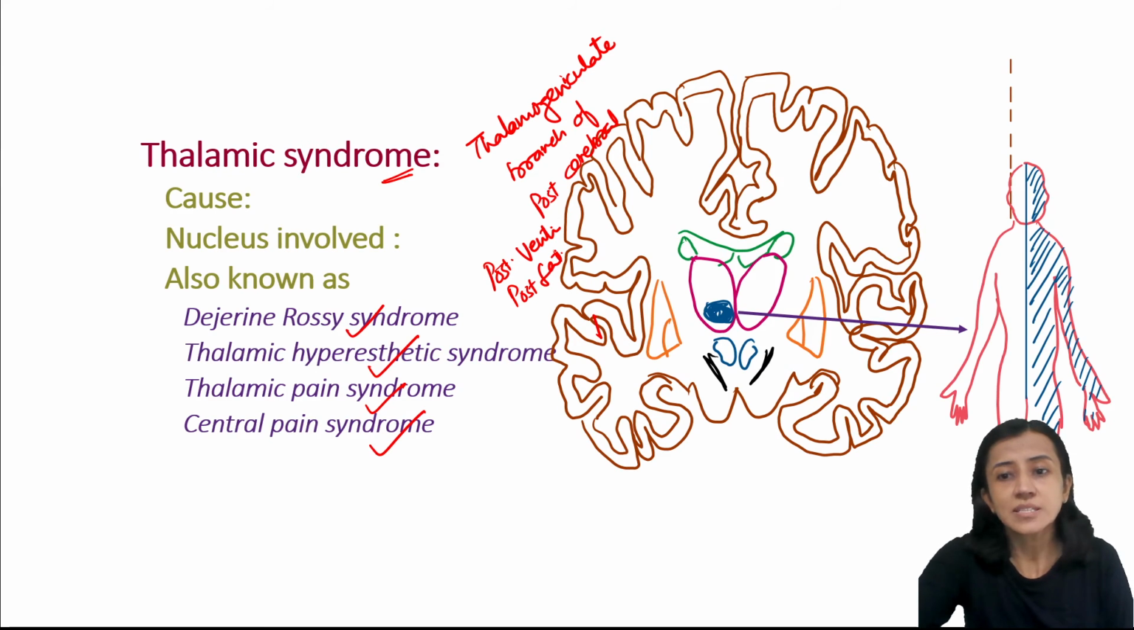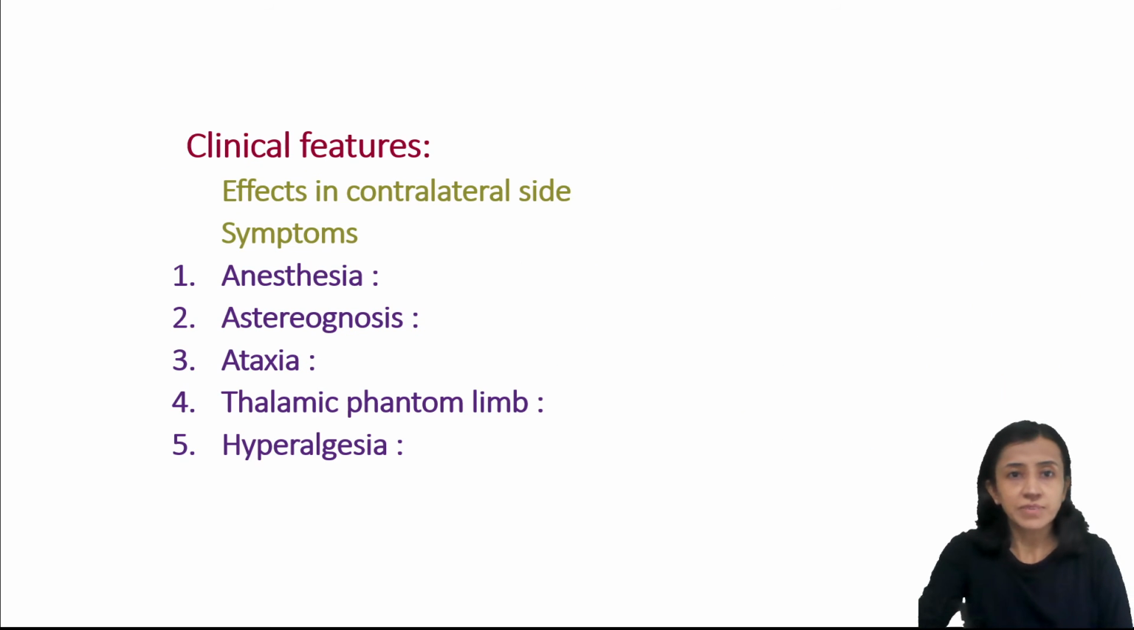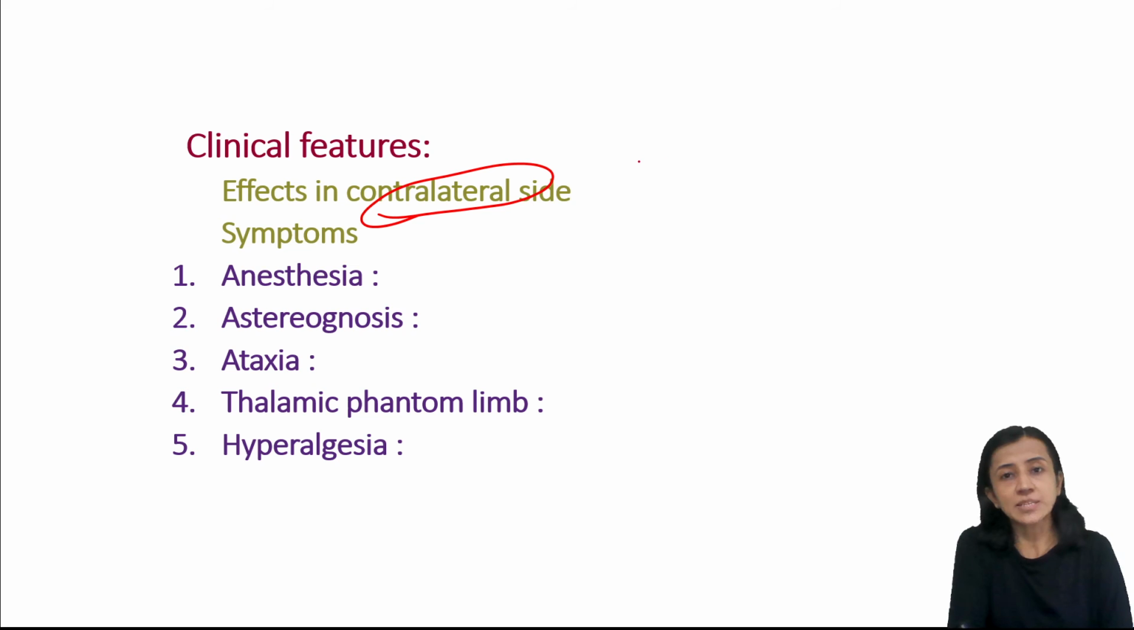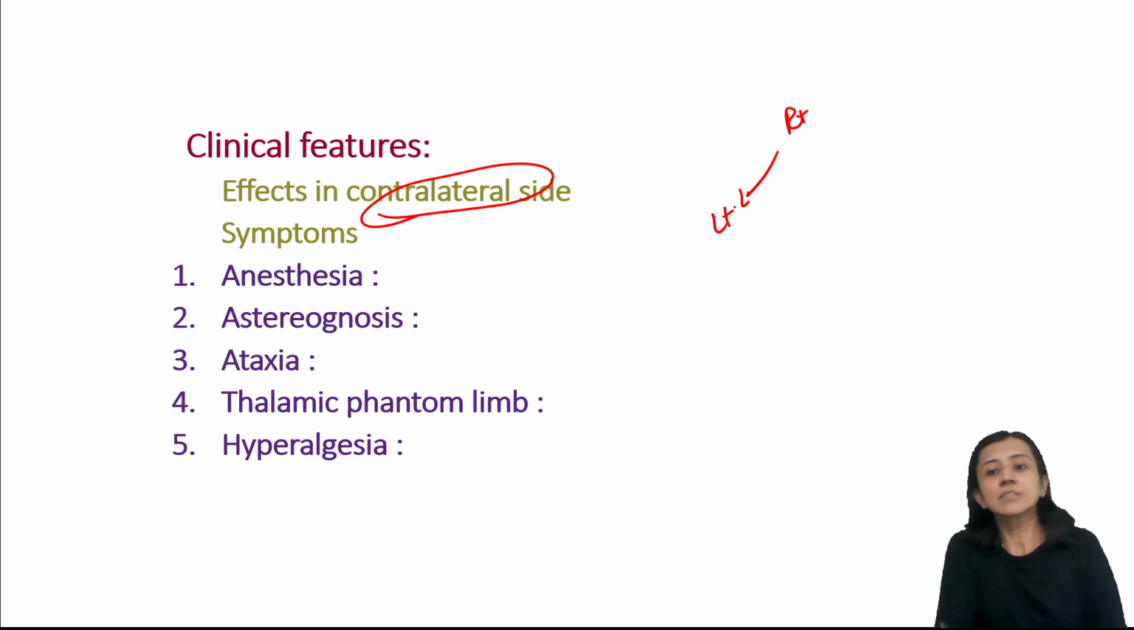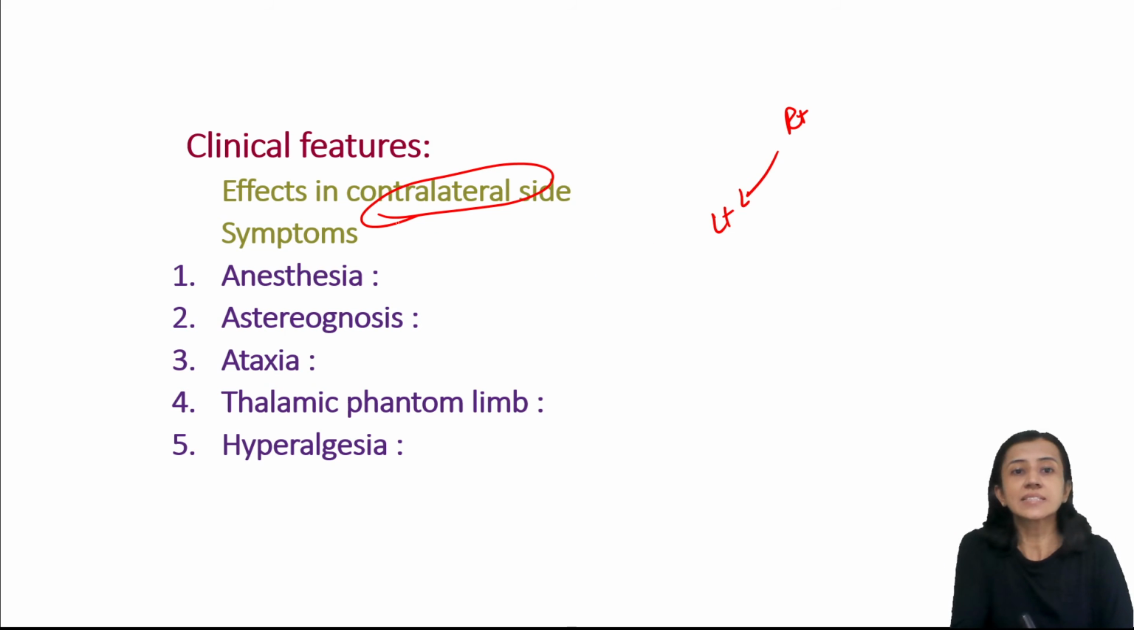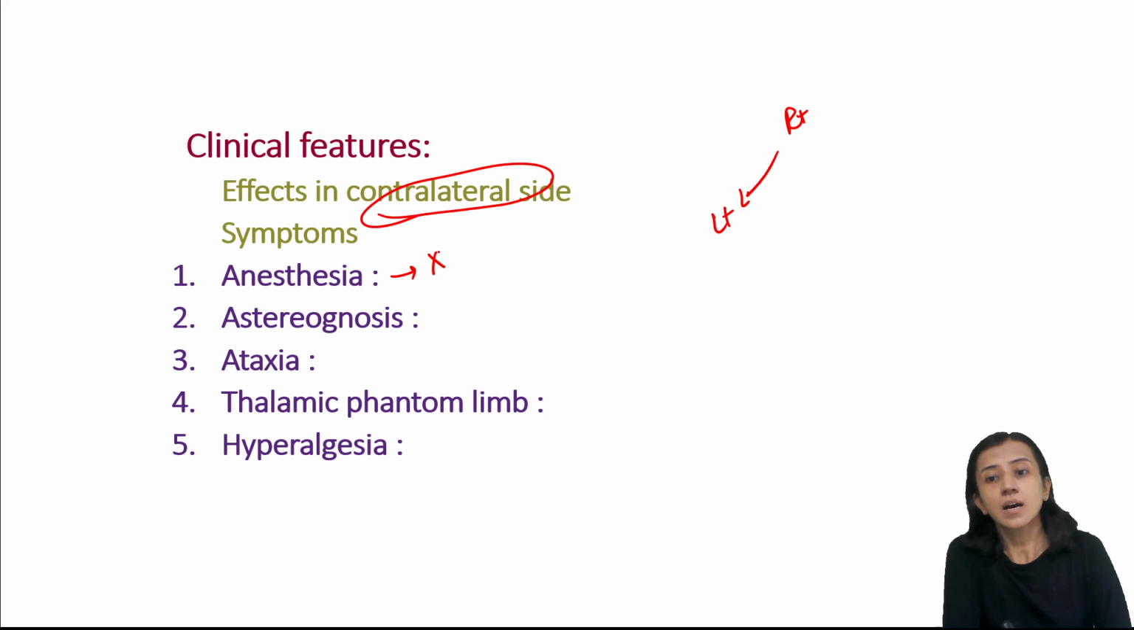So what are the symptoms here? Clinical features, very important thing. First thing, there are effects on the contralateral side, the opposite side. Suppose the right side of thalamus is affected, all the symptoms are on the left side. The symptoms are anesthesia, because the posteroventral nucleus is a sensory relay center, so all the sensations are lost. The person is not discriminating all this sensation.